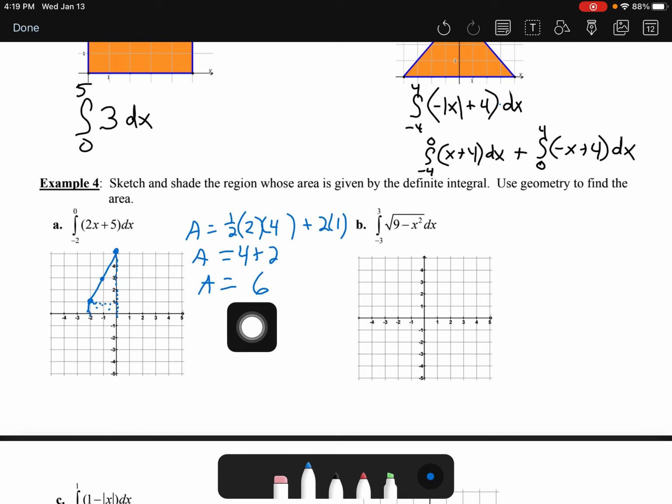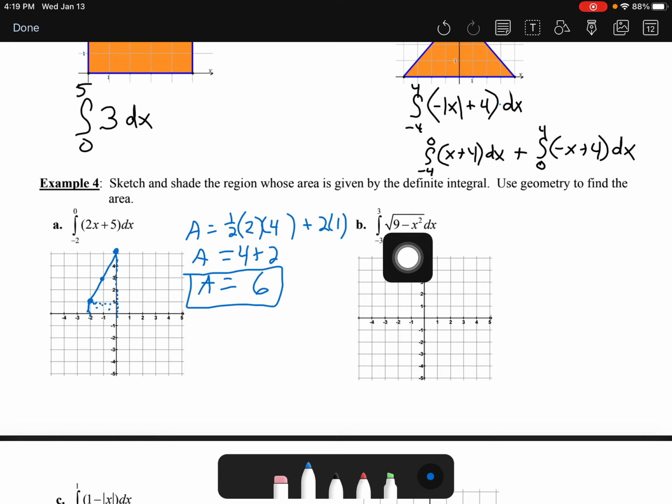And when I say area, I mean it is the area, but it's also the value of this definite integral. It is that area. So if I say area, I'm also meaning the value of the definite integral. Okay, and that's what we're using. Area given by the definite integral there.